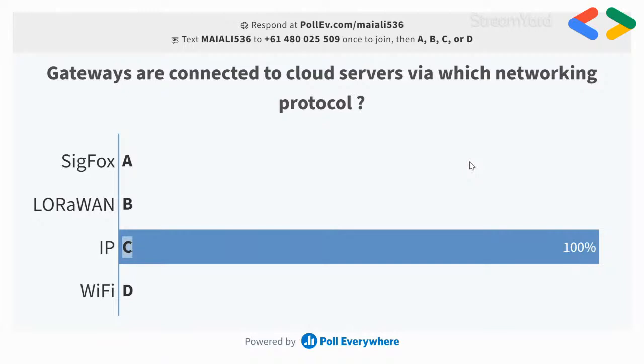Great, yeah. Anything after the gateways is IP. Sigfox, LoRaWAN, Wi-Fi, all of this goes from the device to the gateway. Anything after the gateway will be the IP protocol, connected to cloud servers via the internet, the standard internet protocol. Okay, great. People are doing well. You guys have done your homework, I guess, in revising.